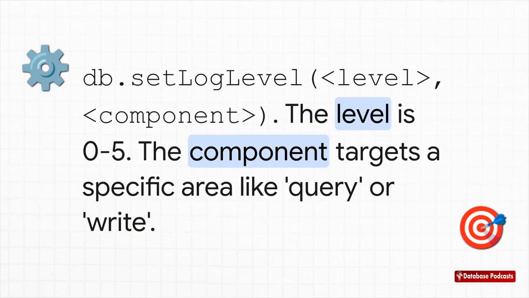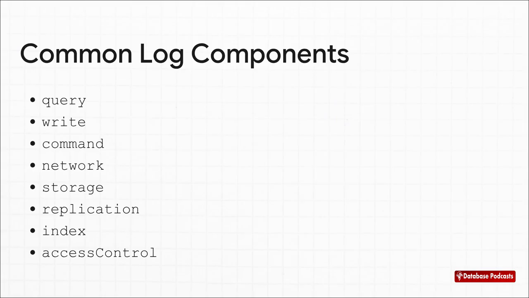Let's break this command down for a sec. setLogLevel is so powerful because it takes two arguments. First, the level of detail you want, right? And second, the specific component of the database you actually want to target. And believe me, you can get really specific here. Are you trying to debug a slow query? Just turn up the logging for the query component. Investigating a weird replication issue? Just target the replication component. This lets you surgically zoom right in on a problem area.